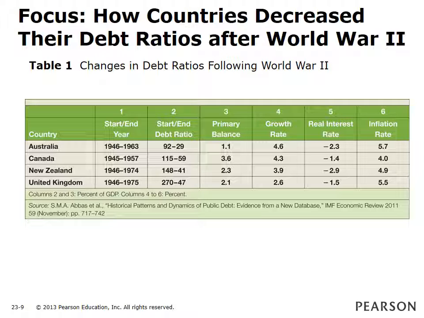The real interest rate was not only low, it was negative because of high inflation rates, and all the countries had primary surpluses. Put another way, a large part of the decrease in debt ratios was achieved by paying bondholders a negative real return on their bonds for many years. Primary surpluses accounted for only a small part of the decrease in the debt ratios.